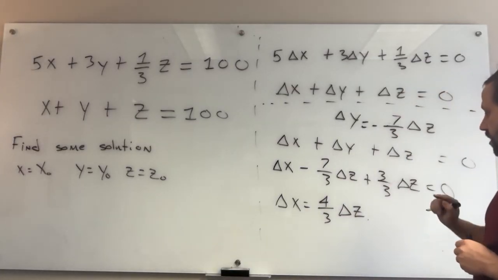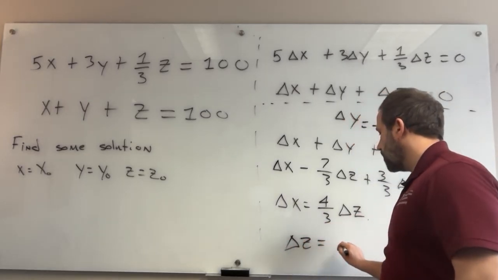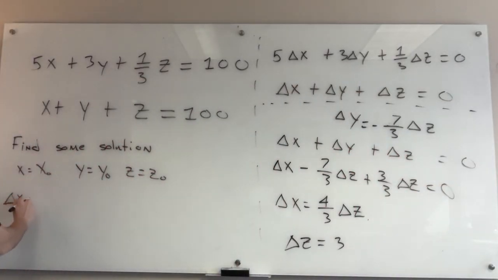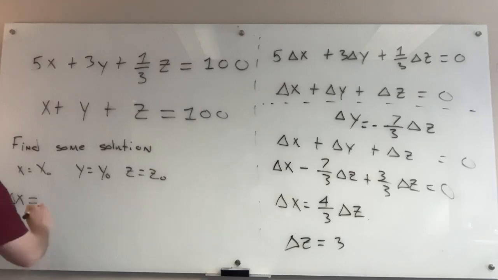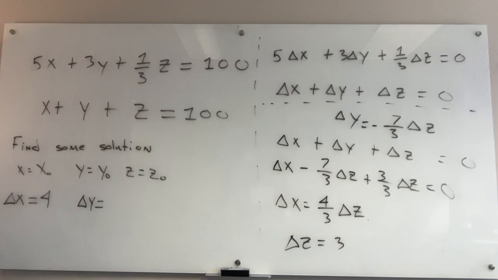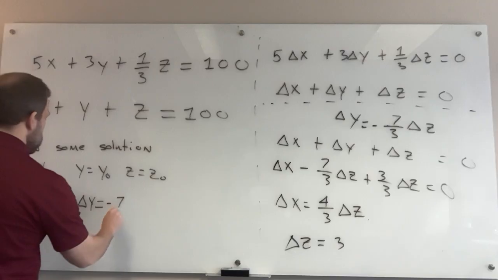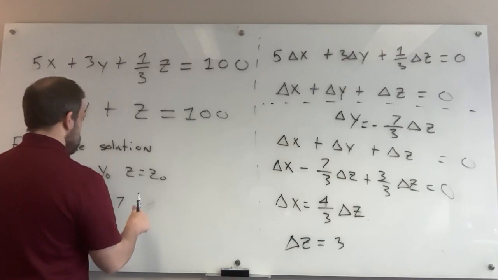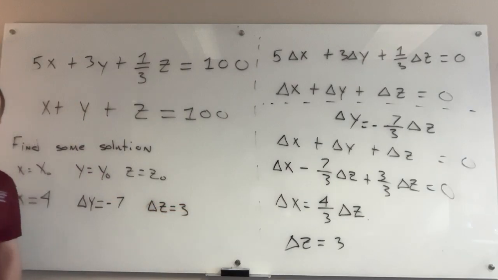So I'm going to pick delta z here to be equal to 3. I know my work here is a little messy. So then what this tells me is delta x is going to be equal to 4/3 times delta z, so that's 4. Delta y is going to be equal to minus 7/3 times delta z, so that's going to be equal to minus 7. And delta z is equal to 3.